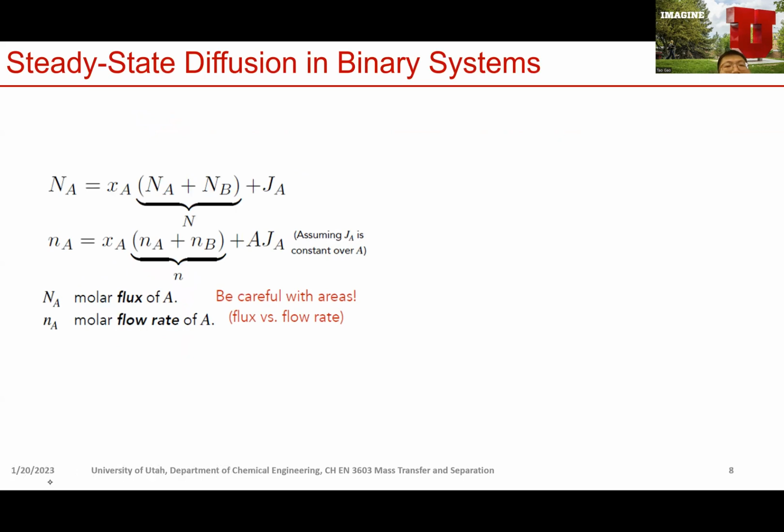Then for steady state diffusion in a binary system, we can write down the flux. The total flux of A can be written as the molar fraction of A multiplied by the total flux N. This gives us the convective molar flux plus the diffusive molar flux. And we can also compute the flow rate, right? So basically the flow rate is just the flux multiplied by the cross-sectional area. Okay.